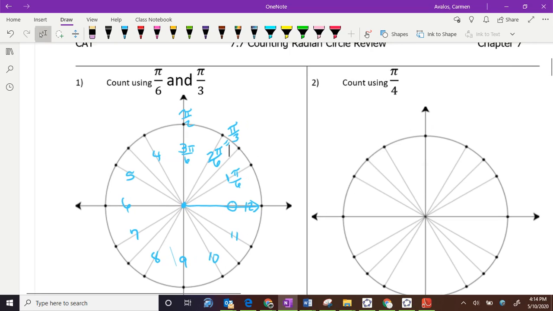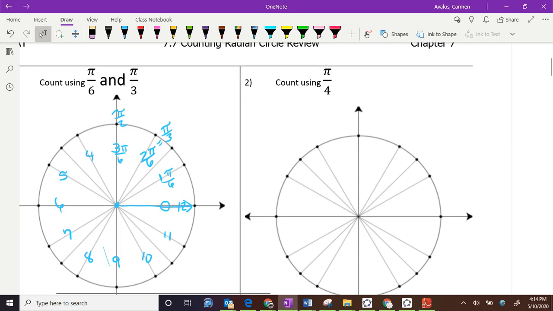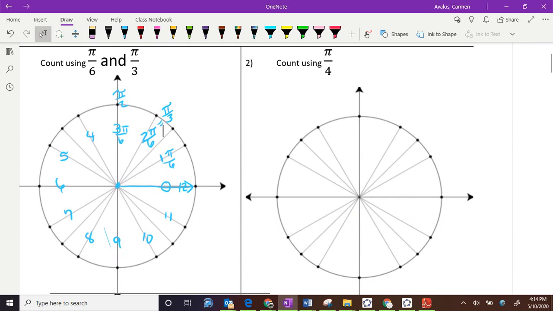All right, so now let's look at this one here, counting by pi's over 4s. Well, if you're an expert at pi's over 6 and pi's over 3s, then you are going to be an expert at pi's over 4s. And that one's really pretty easy. We start again at the x-axis, so we start there at 0, and now we're going to do the pi's over 4s. So that's going to be 1 pi over 4, 2, 3, 4, 5, 6, 7, and then 8. So notice this one here is going to be 8 pi over 4, which ends up being 2 pi.